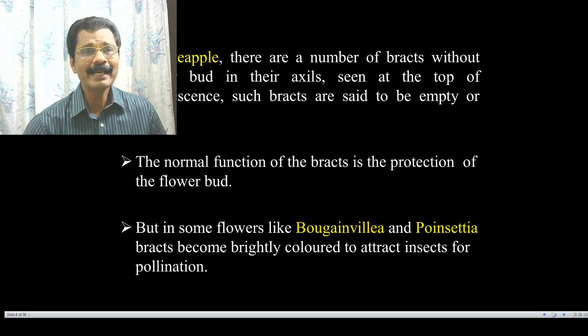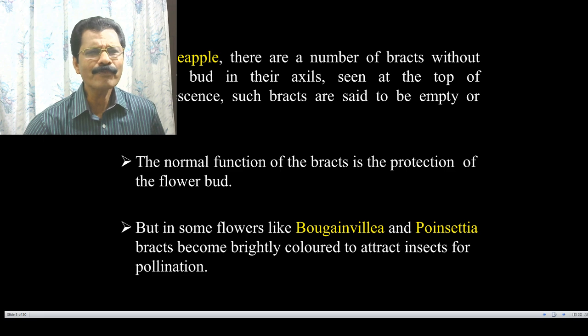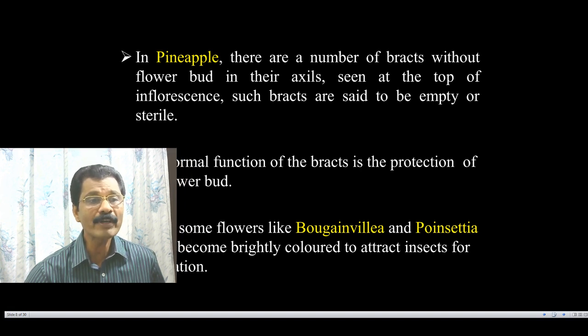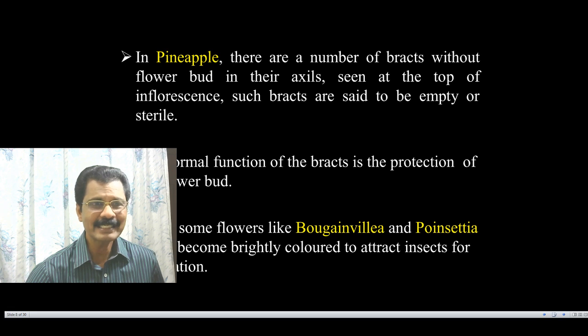In pineapple, there are a number of bracts without flower buds in their axils, seen at the top of the inflorescence. We call it the crown. Such bracts are said to be empty or sterile, right?